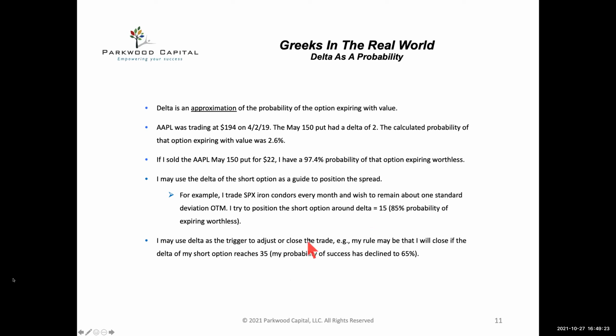The other thing I can do in this same example is if I set them up with delta at 15, maybe I decide that I watch the delta of my short options. And if either one, the short call or the short put, gets to 35, I close out that side of the trade. Because in effect, what it's telling me is my probability of success has now declined to 65%. So using delta as your trigger to adjust or to close is not a bad way to handle it.